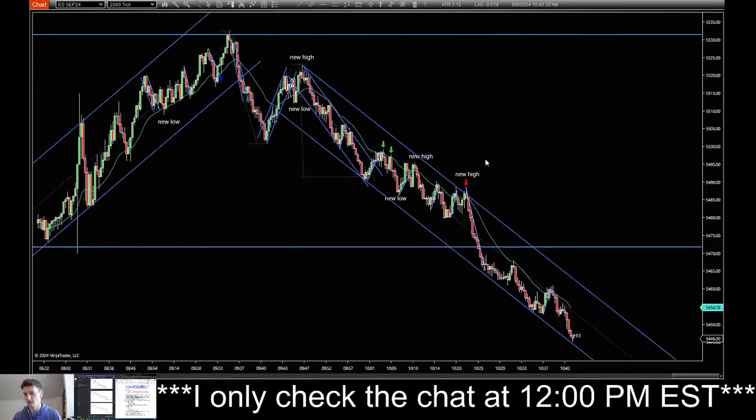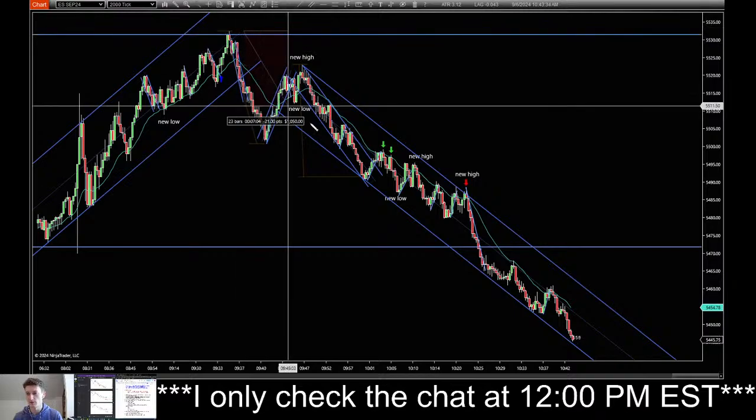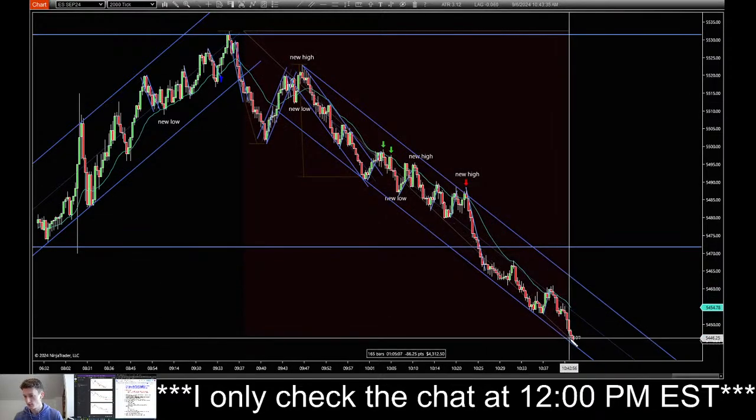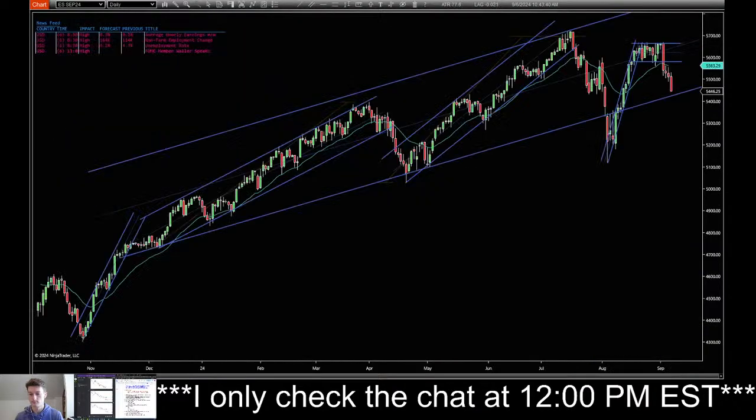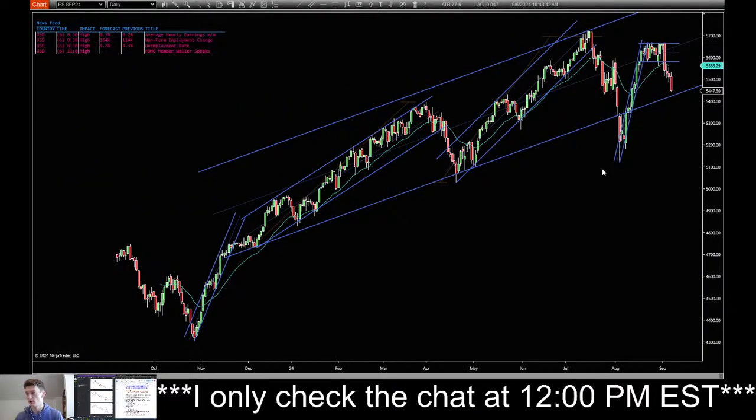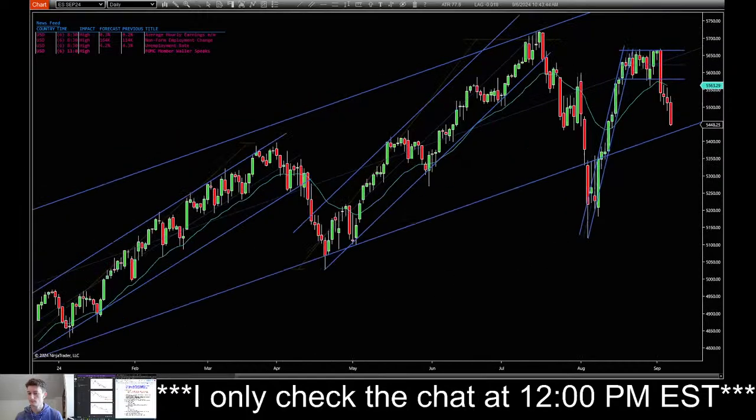It's a really strong sell-off. It's probably at least 100 points, or close to 100 points. It's 87, so getting there. Pretty big bearish bar.